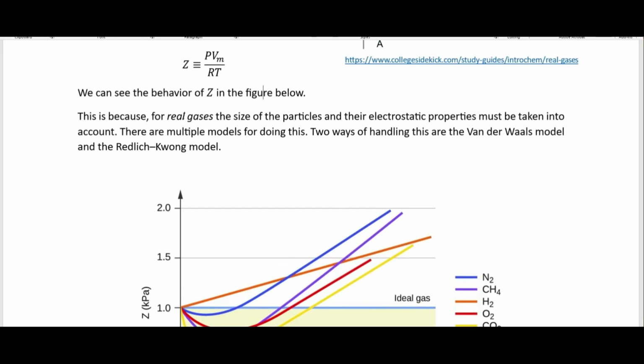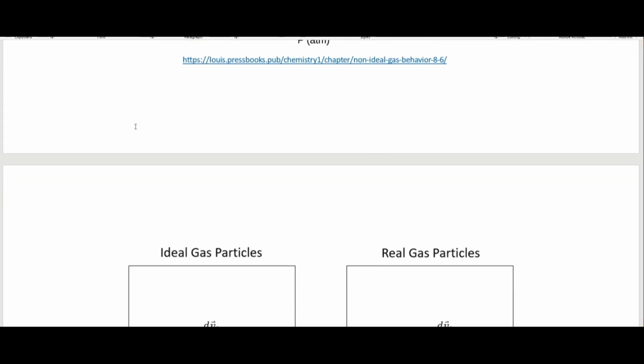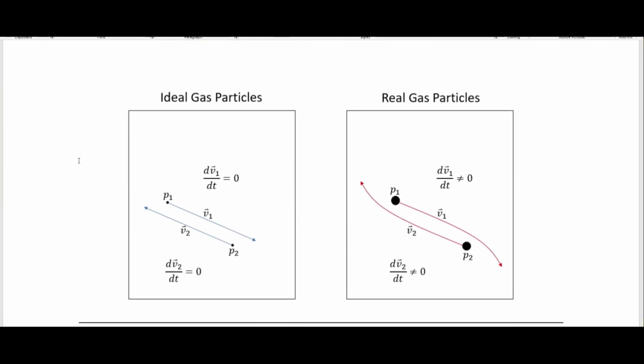So this is because for real gases, as we said, the size of the particles and their electrostatic properties must be taken into account. There are multiple models for doing this. So 2 ways of handling this are what are called the van der Waals model and the Redlich Kwong model, which we'll be talking about here in a little bit. But I wanted to look at some pictures here of what we mean when we say that we are not obeying the postulates of an ideal gas. So because we do have interactions, we deviate from the ideal gas.